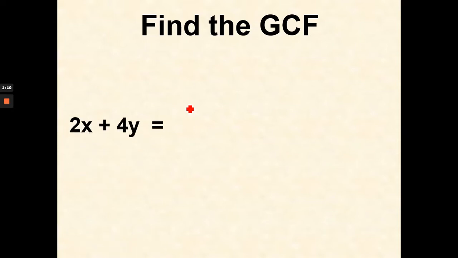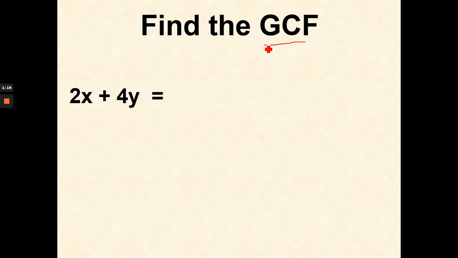The first one, the greatest common factor. Let us concentrate first on the coefficients 2 and 4. What is the common factor of 2 and 4? So, how do we find that? Let us list down the coefficients: 2, and you have here 4.